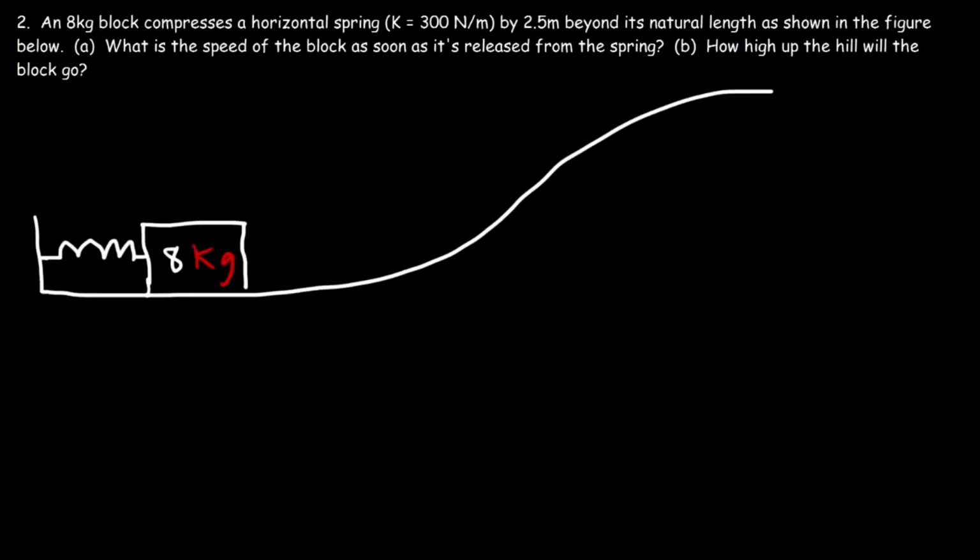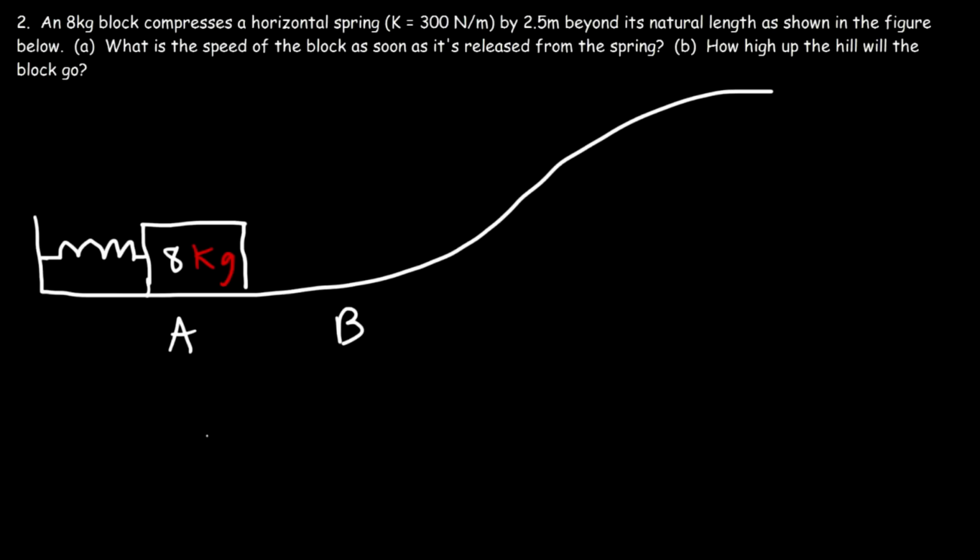Number 2, an 8-kilogram block compresses a horizontal spring by 2.5 meters beyond its natural length, as shown in the figure below. What is the speed of the block as soon as it's released from the spring? So let's call this position A. And at position B, when it's still on level ground, we want to find the speed as soon as it's released. At position A, the block-spring system has elastic potential energy. Energy is stored in the spring. And once it's released, that energy is going to be converted to kinetic energy.